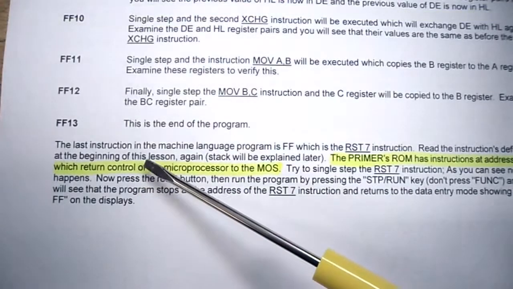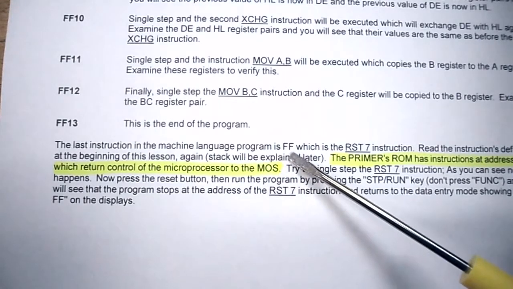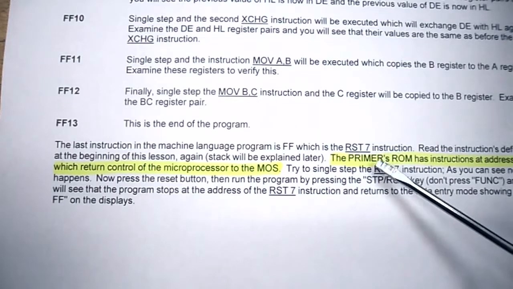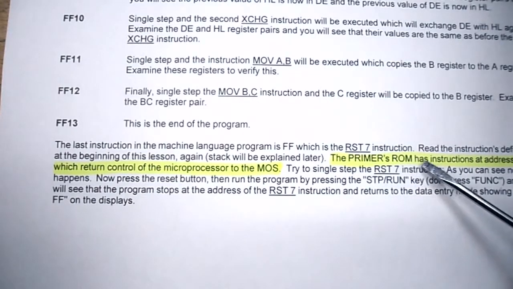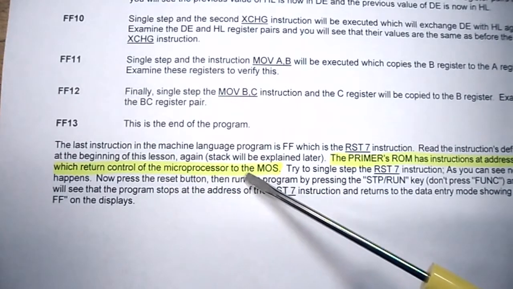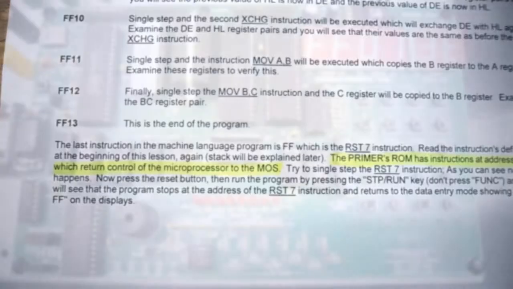So it says here the last instruction in the machine language program is FF, which is a restart 7 instruction. So the primer's ROM has instructions at address 003H, which return control of the microprocessor to the MOS, which is the monitor operating system. So we'll see how this plays out on our primer trainer.